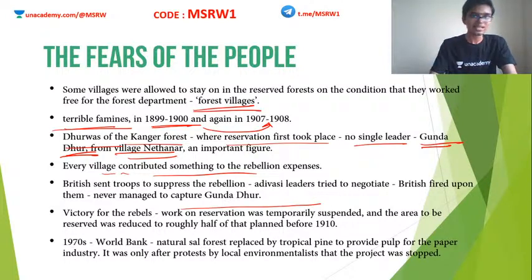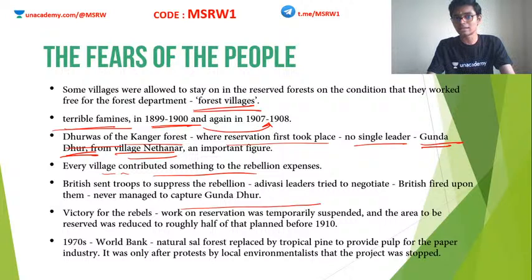They were against forest reservations. They were against imposing sanctions on forests. So they conducted this rebellion. They won, and when they won, Britishers agreed to temporarily suspend the forest reservations, which means the natives can enter the forest and collect their livelihood. And the area to be reserved was reduced to roughly half of what was planned before 1910. Not only did they allow people to enter this reserved forest, but the area which was supposed to be under the reserved forest was reduced by about 50%. Clear? So this was a victory for people.